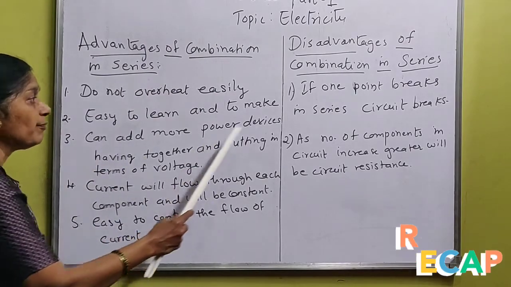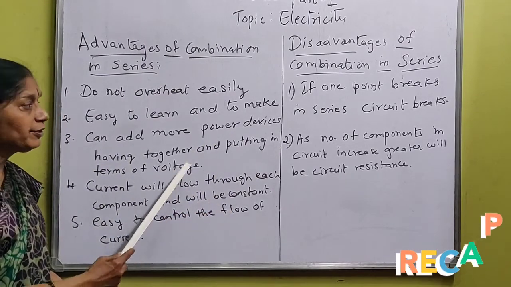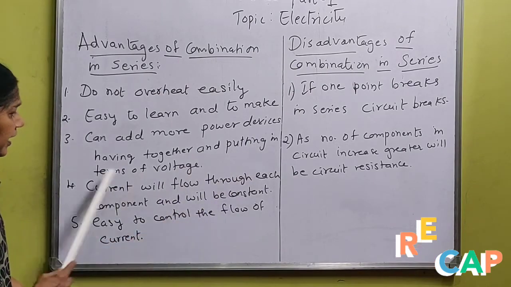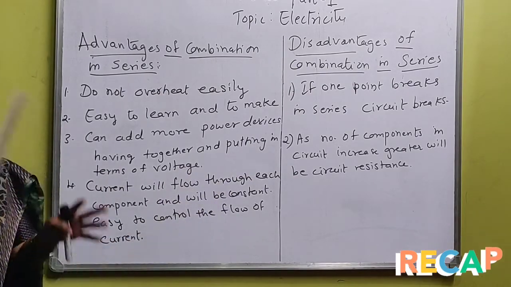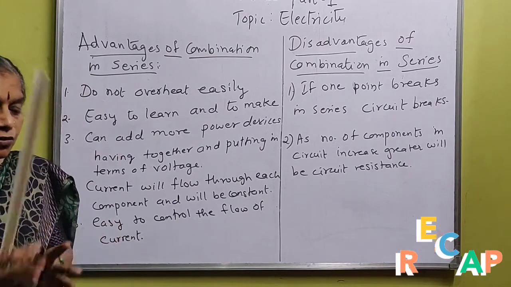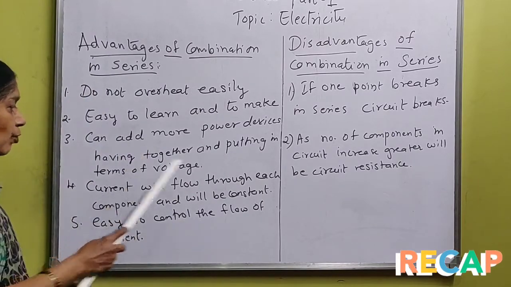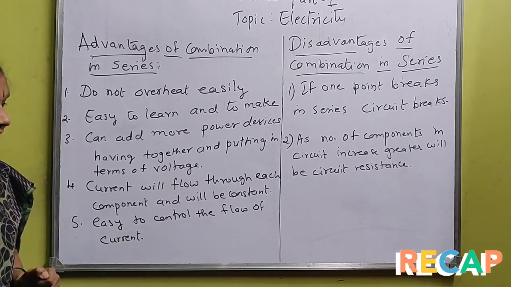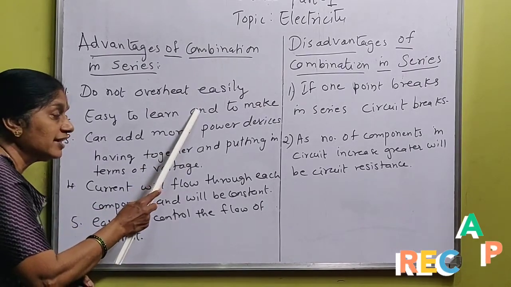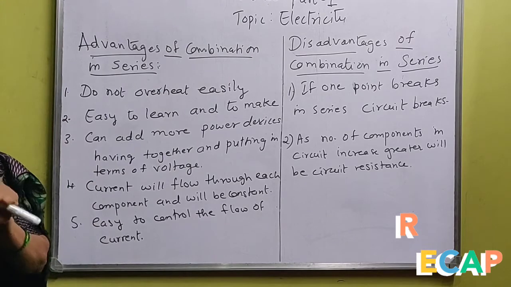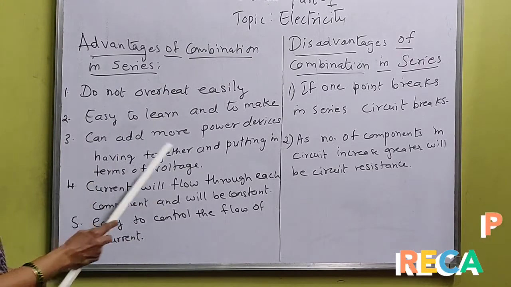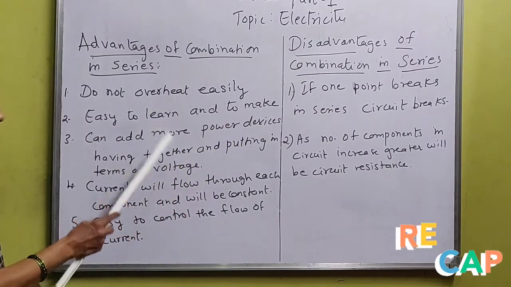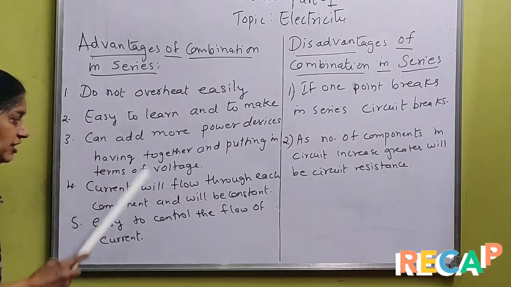Third, can add more power devices together in terms of voltage, means as many power devices as you want you can go on adding, because the voltage will go on increasing. Current is constant in series, voltage is different. So we can add more power devices. This is a very important advantage of combination in series.